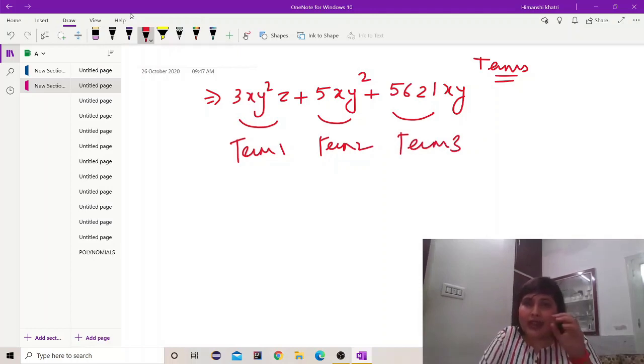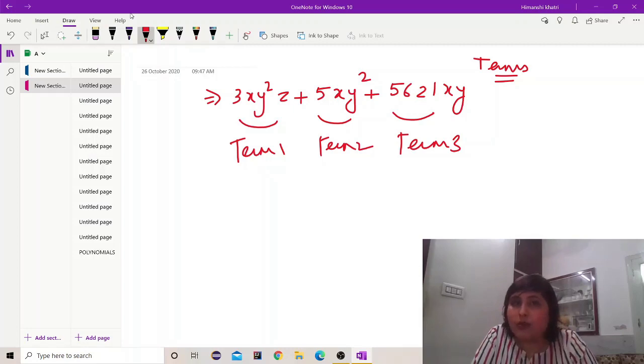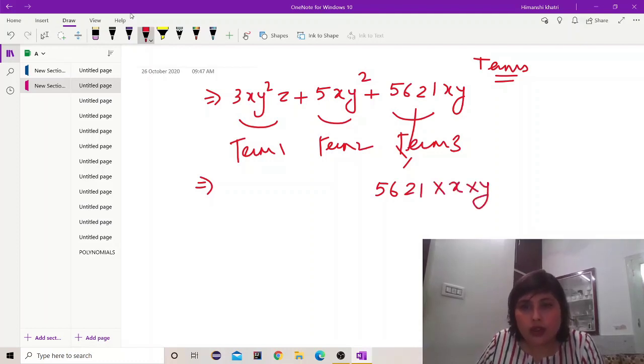So am I clear with the word term? A term will always be identified where we have a plus or minus sign, not the multiply or division sign, because multiply and division signs will always be hidden. So you can easily identify how many terms are there in our algebraic expression. Now we have three terms. We can write the third term as 5621 into x into y.